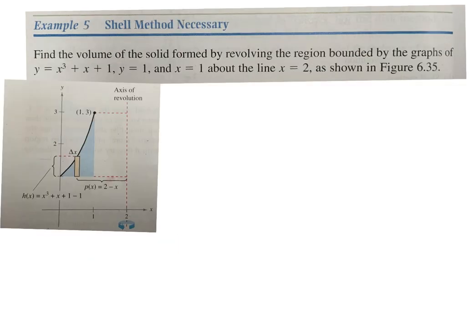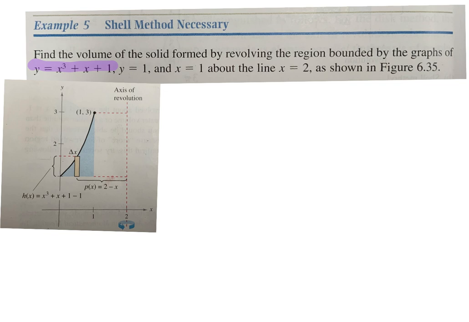so for this one, find the volume of the solid formed by revolving the region bounded by the graphs y equals x squared plus x plus 1, y equals 1, and x equals 1. Those are the boundaries. About the line x equals 2. X equals 2 is a vertical line. That means y-axis. X equals 2 for the disk method will require everything be in terms of x. So I would have to take this function right here and rewrite it in terms of x. Good luck. I don't even know that that's possible to get just one x by itself for that function.